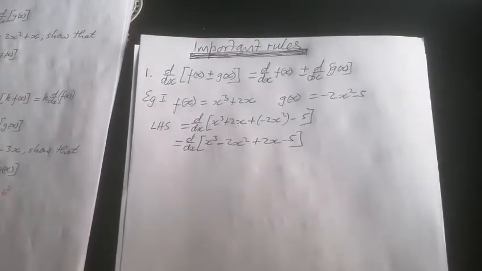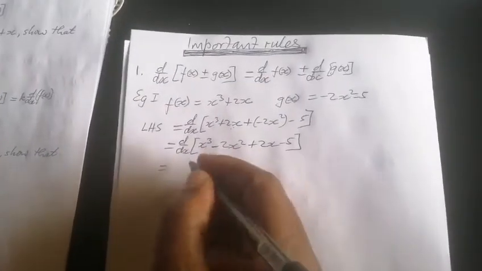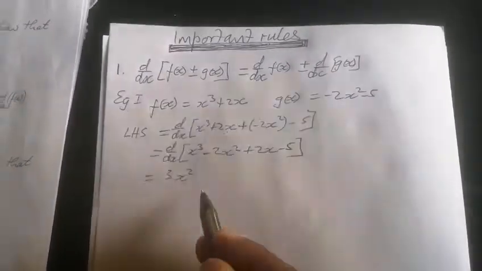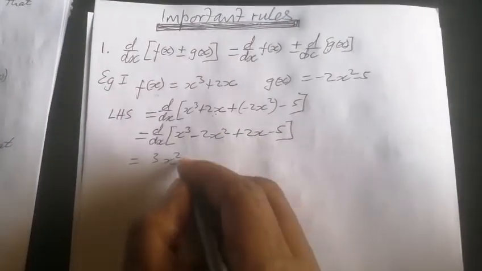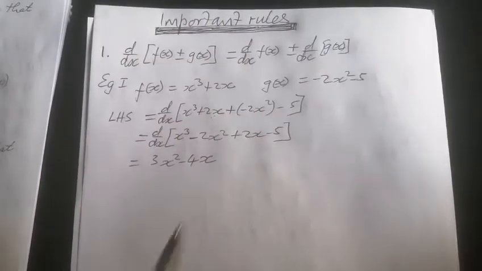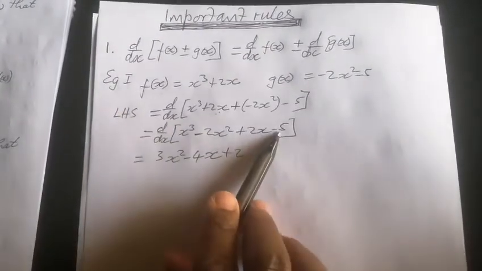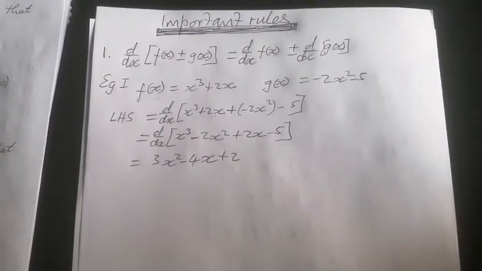Now at this point we can differentiate. This will give us 3x squared. Then we are now differentiating that. It will be minus 4x. We are differentiating that. It will be a 2. So differentiating 5 as a constant, we know is 0.